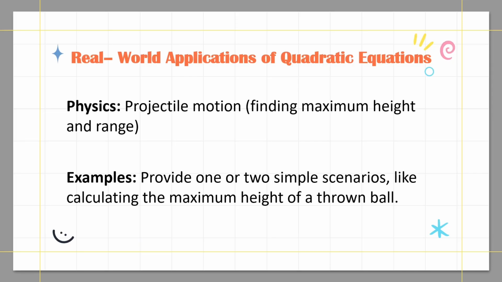Quadratic equations play a significant role in real-world problems, especially in physics. One common application is in projectile motion. Whenever we throw an object like a ball, its path follows a parabolic curve. This motion can be described using quadratic equations. Through these equations, we can calculate important details such as maximum height, the highest point the object reaches, and range, the total horizontal distance the object travels before hitting the ground.